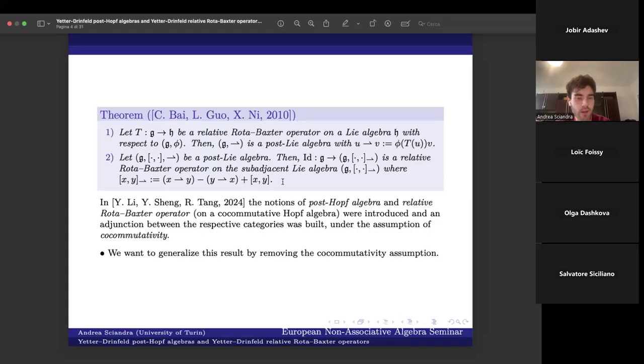So in a recent paper, Li, Sheng, and Tang introduced the corresponding notion in the Hopf algebra setting, post-Hopf algebra, and relative Rota-Baxter operator on a commutative Hopf algebra, providing an adjunction between these categories under the assumption, in fact, that all the structures involved are cocommutative, and so generalizing, in fact, these values a lot. What we want to do now is to generalize this result by removing the cocommutativity assumption. So obtain an adjunction between analogous categories, let's say, when we remove the cocommutativity of the structures involved.